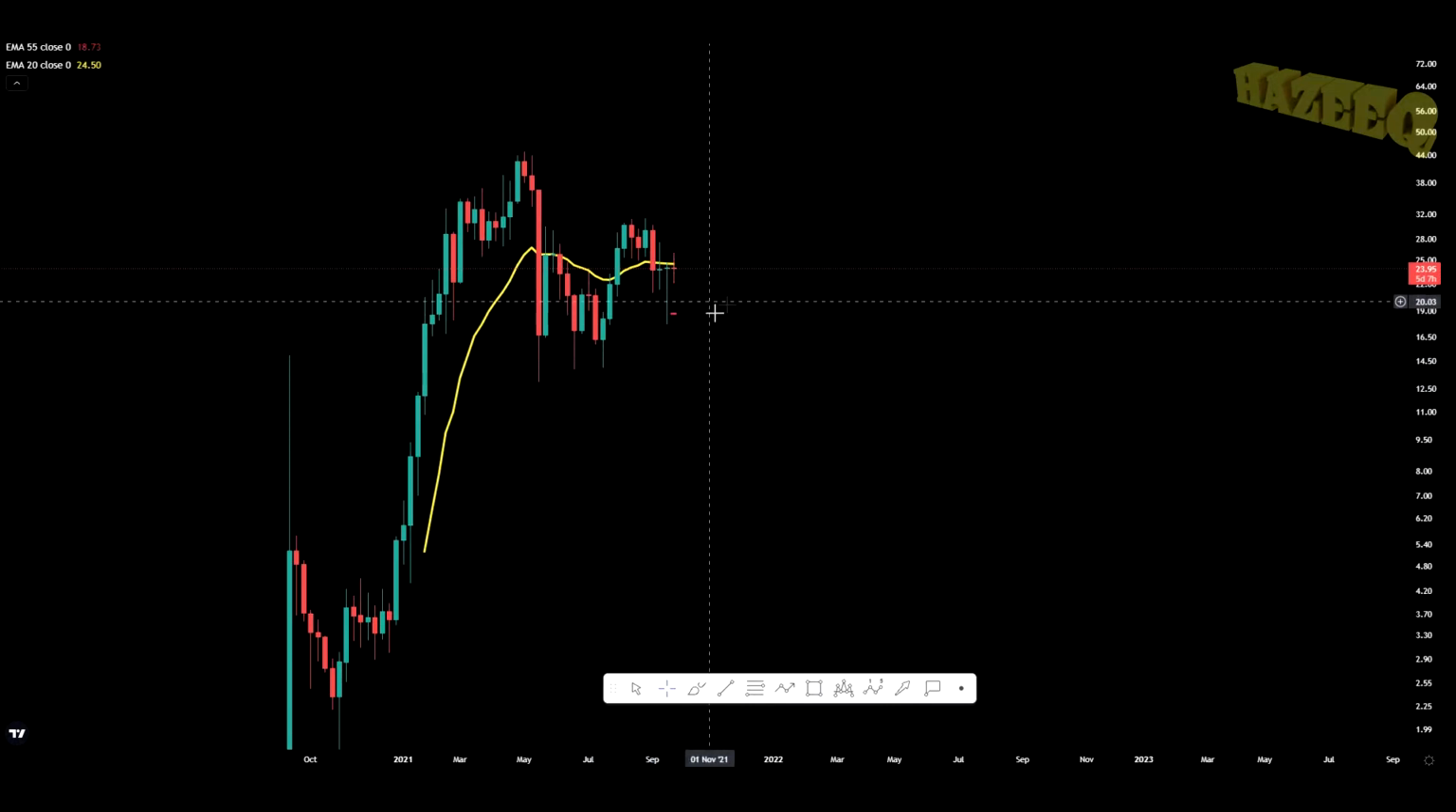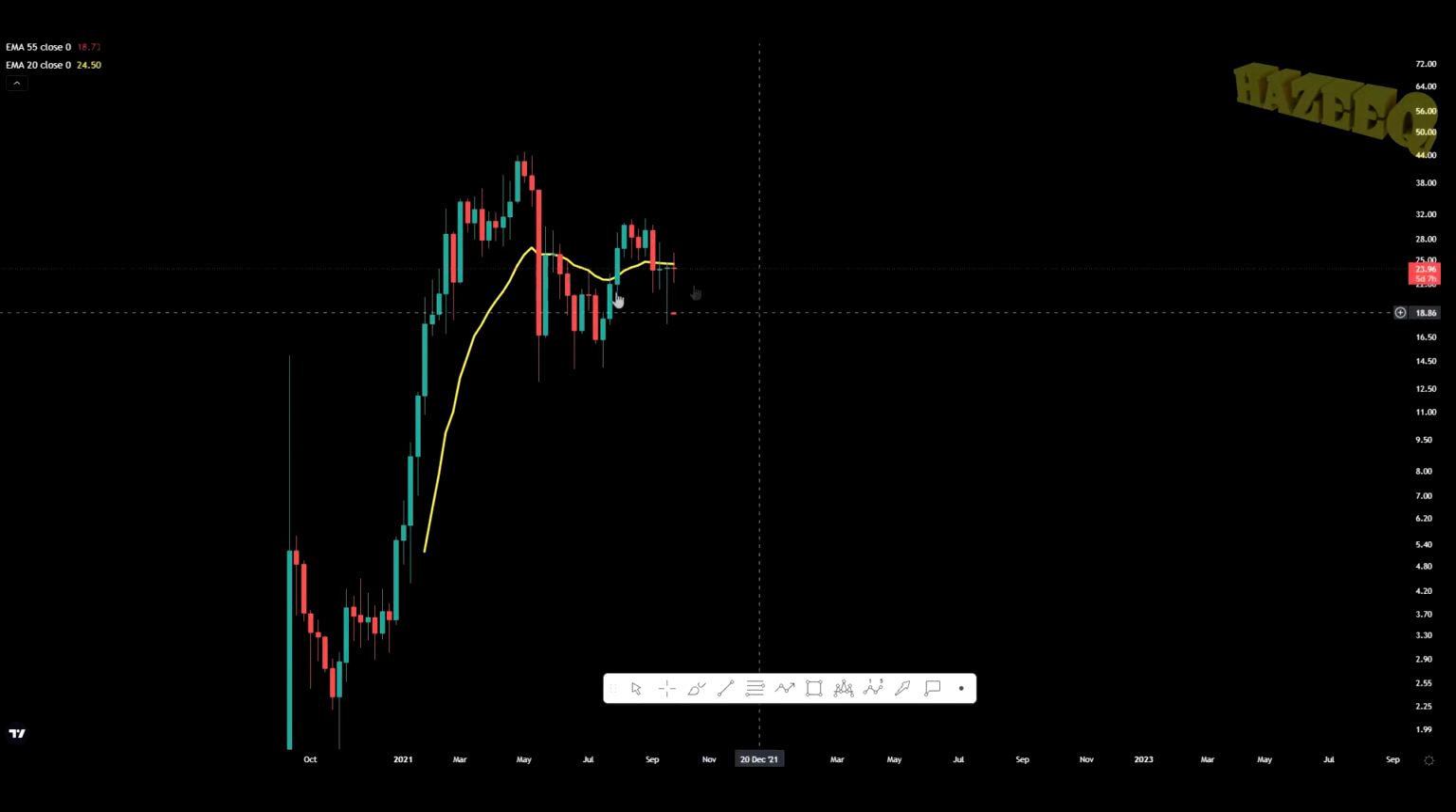Today we're taking a look at Uni token, ticker UNI against USDT.